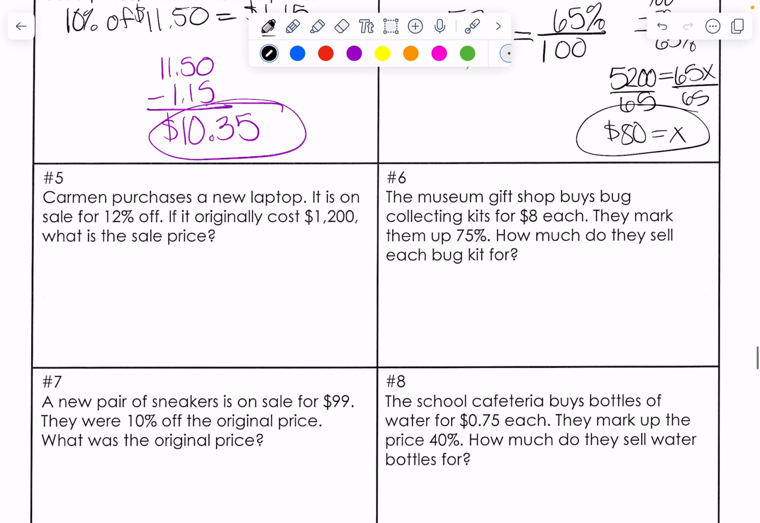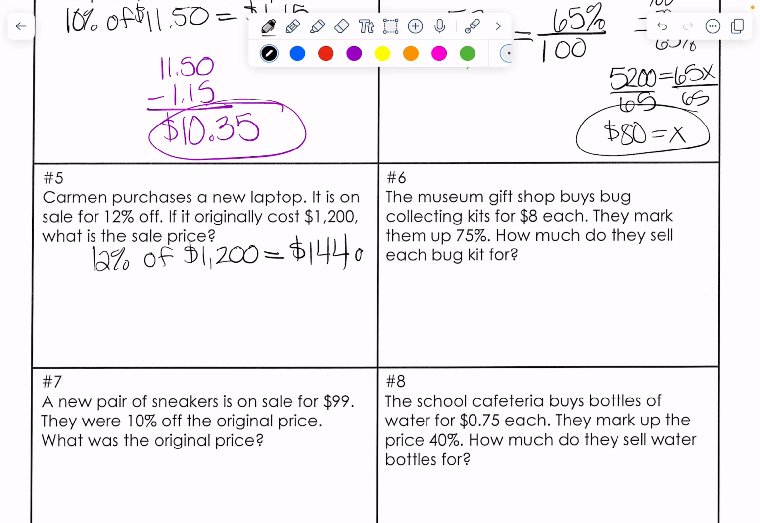Number 5, Carmen purchases a new laptop. It's on sale for 12% off. If it originally cost $1,200, what is the sale price? So we're figuring out 12% of $1,200. You could use your percent equation. You could combine percent shortcuts. You could use the percent proportion. When we solve that, you should end up finding out that 12% is $144.